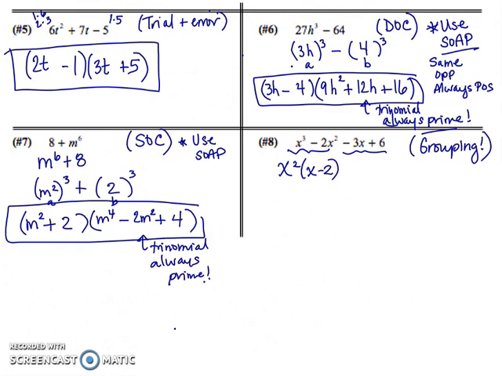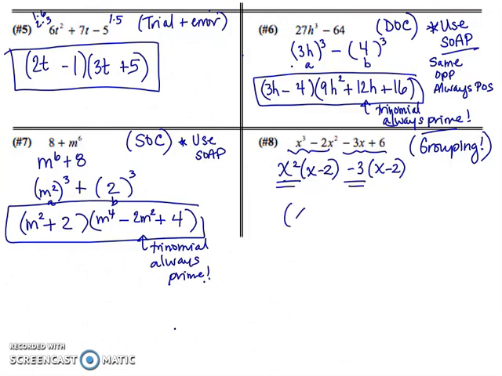x minus 2. Now the rule of factoring by grouping is if it works, my parentheses have to be the same. So this parenthesis has to be an x minus 2. Can I make that work? Well, if I put a negative 3 in front, negative 3 times x would give me a negative 3x, and negative 3 times negative 2 gives me a positive 6, so sure enough it works.